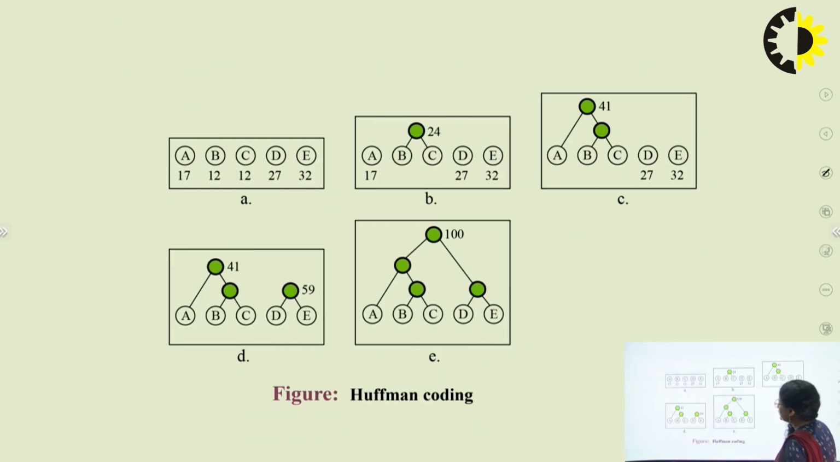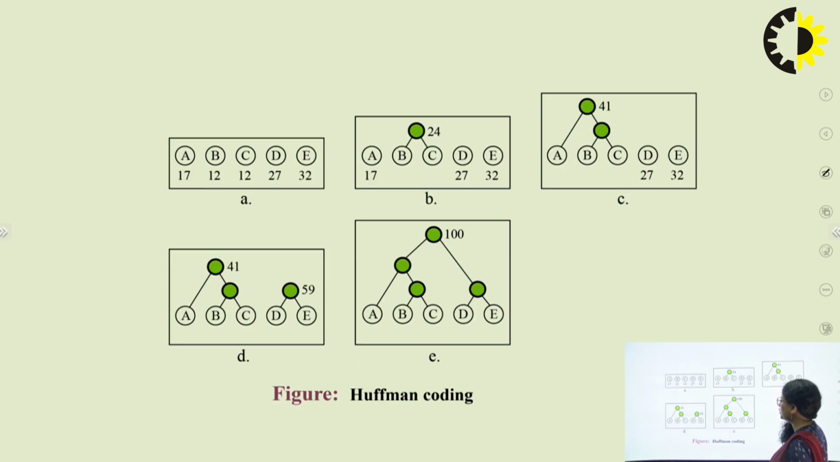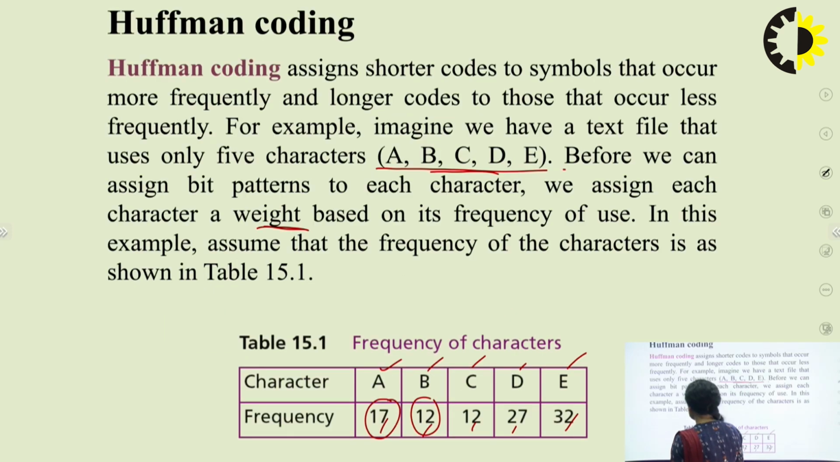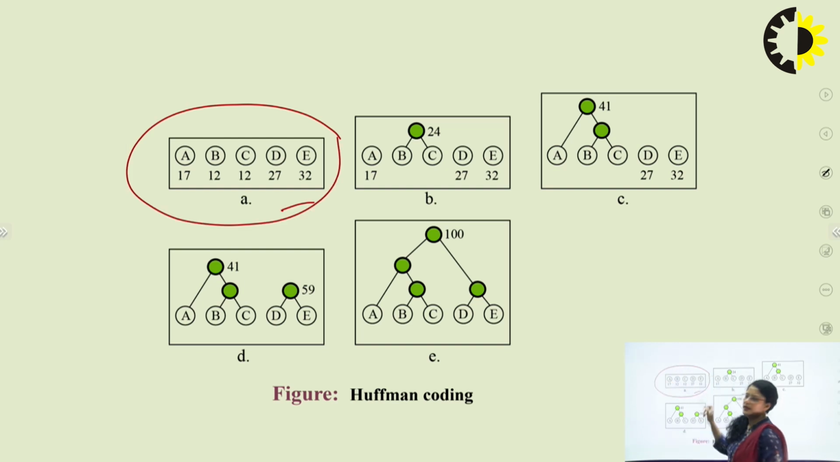Now, how does this algorithm work? Huffman encoding. To start with, we have the frequency table here: A, B, C, D, E. The frequency of occurrences is 17, 12, 12, 27, 32. That is what we are modeling here. And from this as a base, we'll start with the algorithm now.